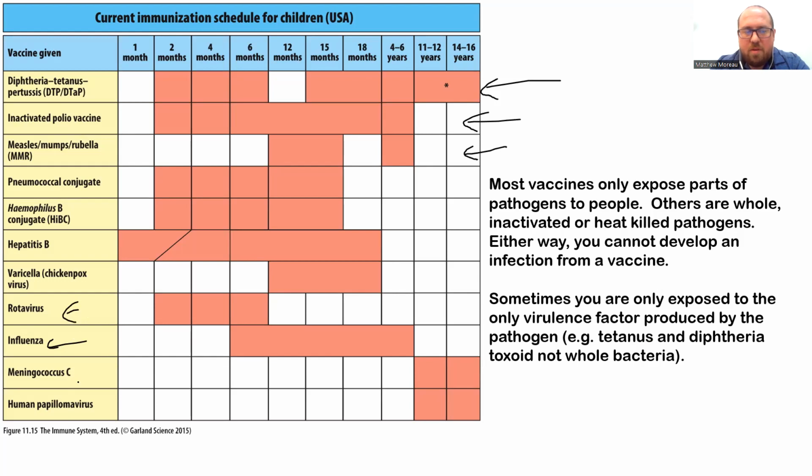And only a few of them, meningococci and human papillomavirus, are given at ages where you might be more exposed to those, like if you're living in dormitories, or if you're engaging in sexual activity. And so these aren't typically given to children, not to say that children can't get meningitis or papillomavirus through vertical transmission and the like, but there's a significantly lower likelihood that they do.